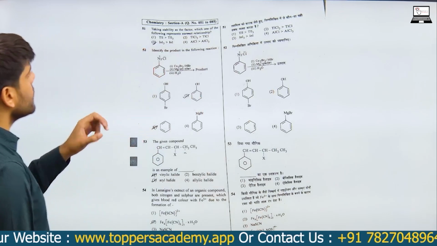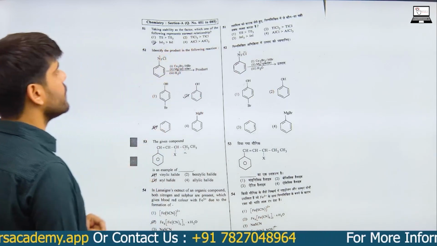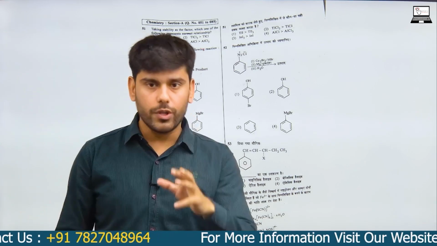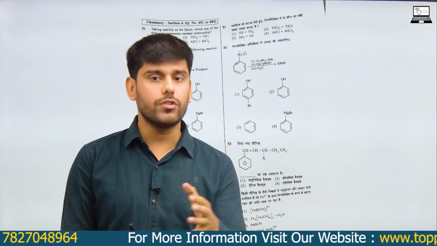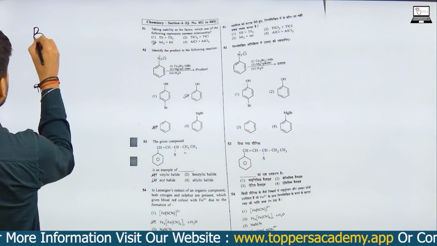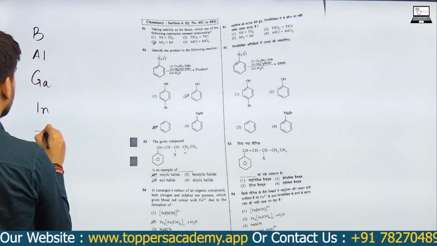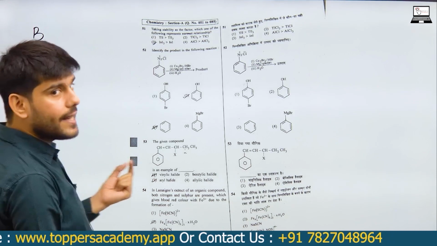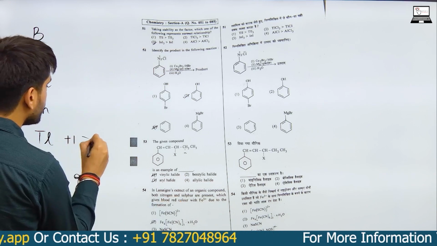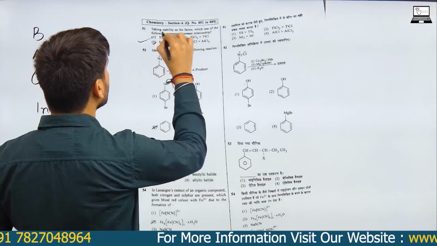The first question is, taking stability as the factor, which one of the following represents the correct relation? Now this question is from the inert pair effect. We know that as we go down the group, the stability of the lower oxidation state increases, right? So if you go down the group, we have boron, aluminium, gallium, indium and thallium. We know that in thallium, +1 is the predominant oxidation state. So +1 here is more stable than +3. So if you go by the options, it is option A which is correct.